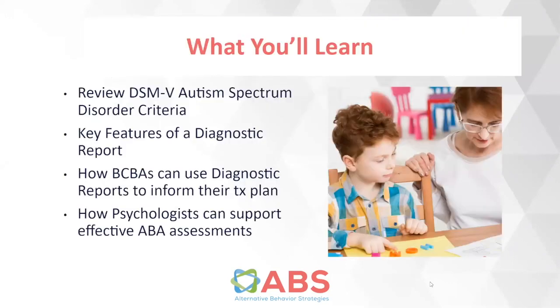What I'm hoping we can get out of today is a review of the DSM-V Autism Spectrum Disorder criteria. This isn't to make you go through that criteria yet again, but mostly to give you a sense of the key features a diagnostician looks for when deciding whether someone has that disorder, so that you can reference those when you're making a case for medical necessity in your own reports.